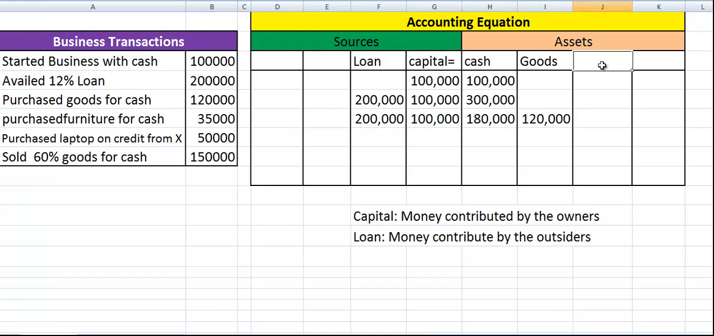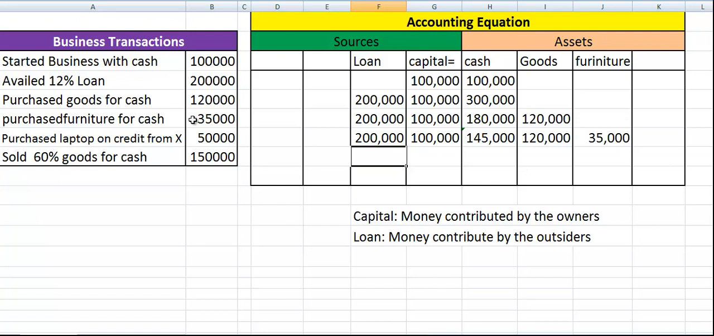Then they purchase furniture, so one more asset comes into picture, and that asset value is 35,000, and to that extent no change in the goods, but cash reduces by 35,000, no change in the capital, no change in the loan. So at any point of time you can see that the sources of the business are equal to the assets of the business, which we mentioned in one of our previous sessions. At any point of time assets have to be supported by the corresponding sources.